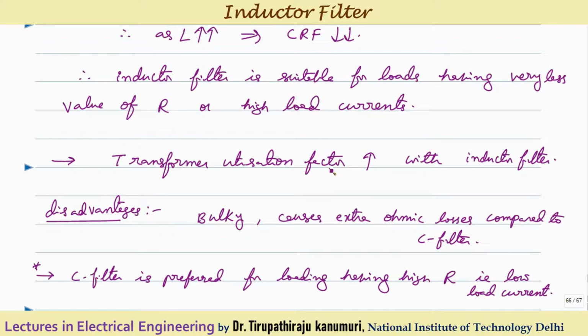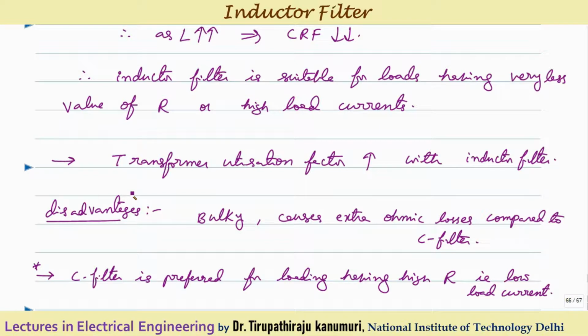We have seen in the last class that in the capacitor filter also the current ripple factor is inversely proportional to the time constant, because the time constant for the capacitor filter is equal to RC. That means if R is more, the time constant will be more, so it will filter more. That is the reason. You can please refer to the last lecture.